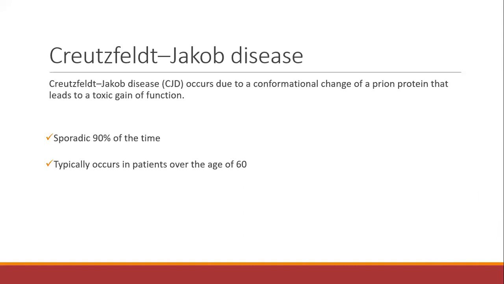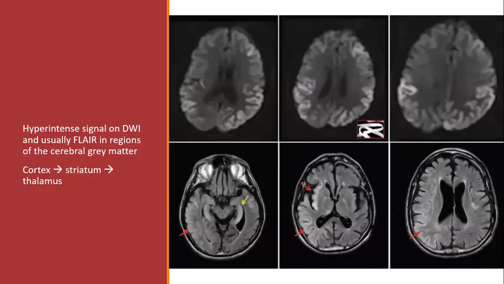Initially, the cortex will be affected, and over time, these hyperintensities can spread to involve the striatum and also the thalamus. Though we say that thalamic involvement is typical of variant CJD, given the sheer prevalence of sporadic CJD, that is 90% of cases, because of the number of cases, thalamic involvement will also be commonly seen in a patient with advanced sporadic CJD. So here you have the hyperintense signal on diffusion weighted and in the FLAIR also involving the cerebral gray matter.